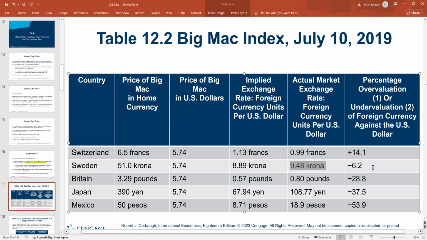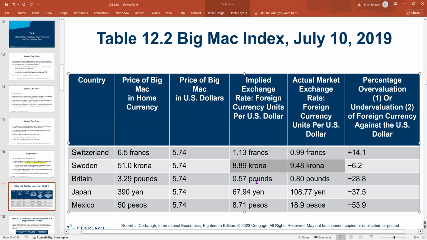And it just depends on which way you compare this, but this is a stronger kroner than you have here. It takes fewer kroners to equal a dollar if you use the implied exchange rate, the rate implied by the law of one price. And so we have a 6.2% difference here between these two rates.